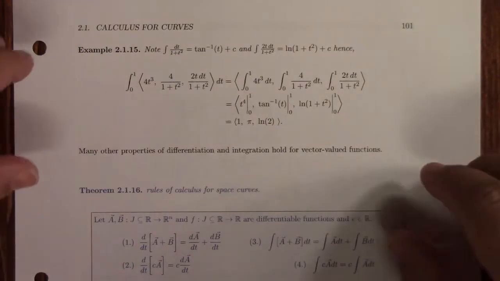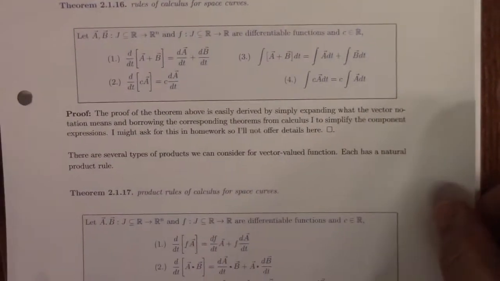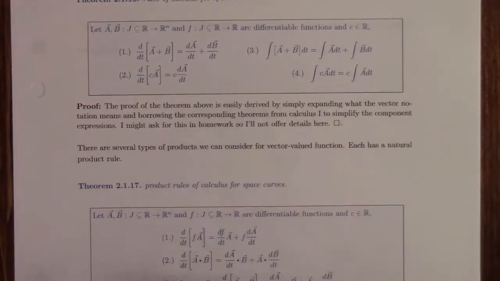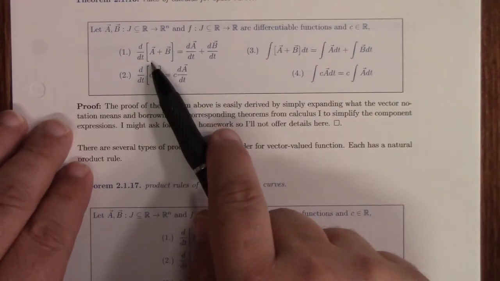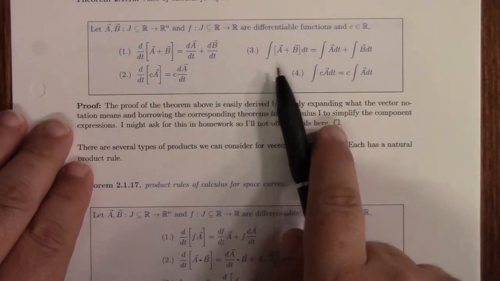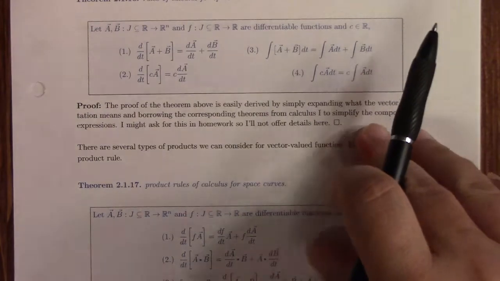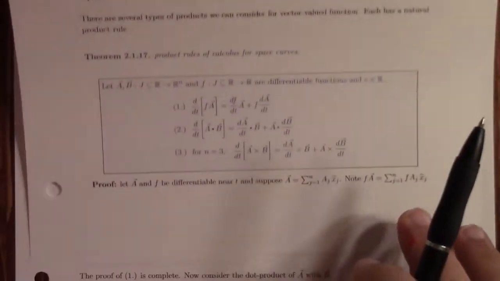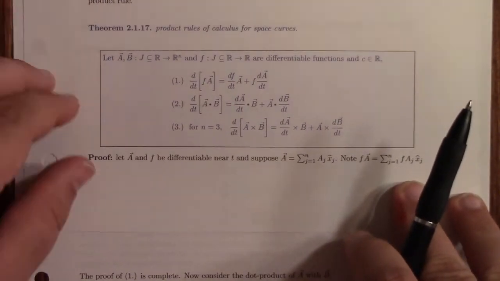Yet another example. So here are some of the rules of calculus for space curves. Some of them will be familiar. Derivative of a sum is sum of the derivatives. You can pull a constant out. And integration also has that nice linearity. I'm sure I'm at the right level of zoom. Yeah, we're okay. This one here we'll use a lot in the upcoming lecture.